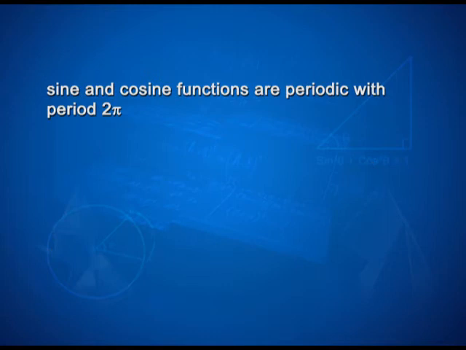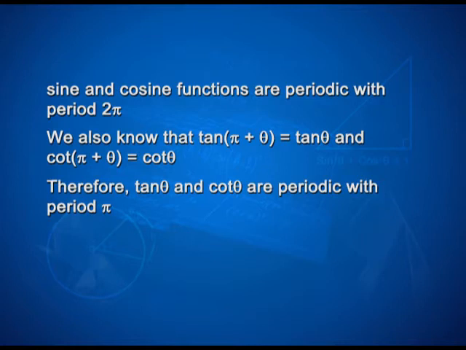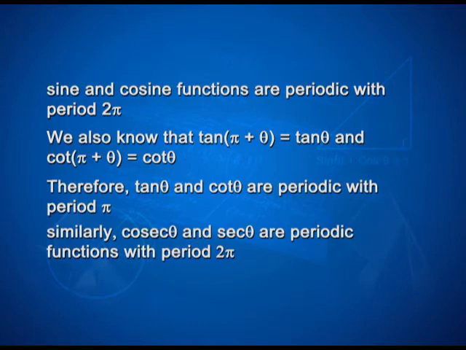So, sine and cosine functions are periodic with period 2 pi. We also know that tan of pi plus theta is equal to tan theta and cot of pi plus theta is equal to cot theta. Therefore, tan theta and cot theta are periodic with period pi. Similarly, cosec theta and sec theta are periodic functions with period 2 pi.